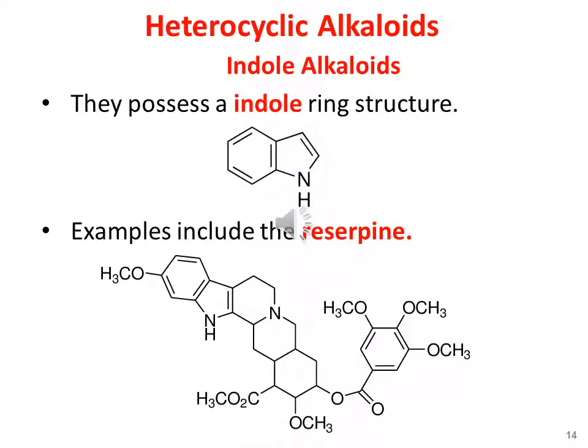Similarly, those alkaloids that possess indole ring structure are categorized as the indole alkaloids. So the indole alkaloid is a type of heterocyclic alkaloid that possesses indole ring structure. Examples of indole alkaloids include reserpine. The chemical structure of the reserpine is also shown on this slide. In the structure of reserpine, you may see an indole ring on the top left side of the structure.